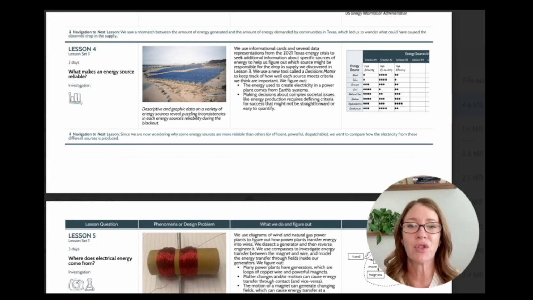We're also introduced to a decision matrix, an engineering decision matrix, and we start to develop some criteria that would help us evaluate energy sources. Now, remember, this is an engineering unit, so we're not only developing the science ideas around electricity, but also the engineering ideas around how to solve a problem.